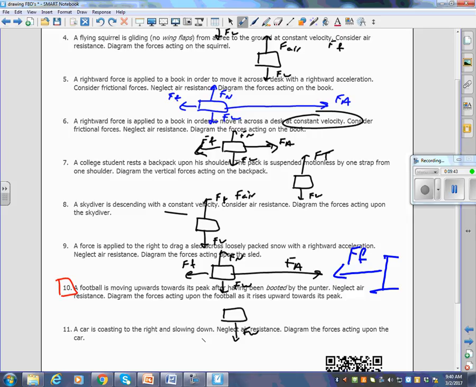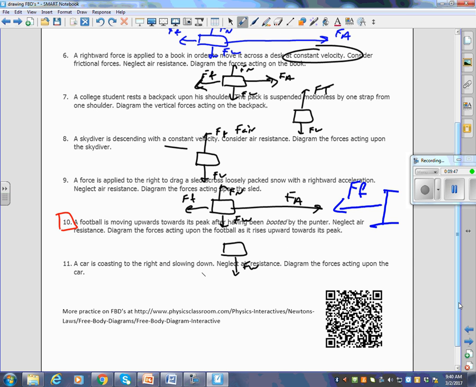A car is coasting to the right and slowing down. Neglect air resistance. Diagram the force acting upon the car. So coasting to the right. So you'd have weight force, normal force, and it's coasting to the right. That means that your foot is off the gas. No applied force, just friction. Okay? No applied force, just friction.